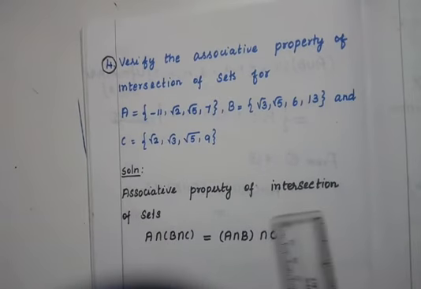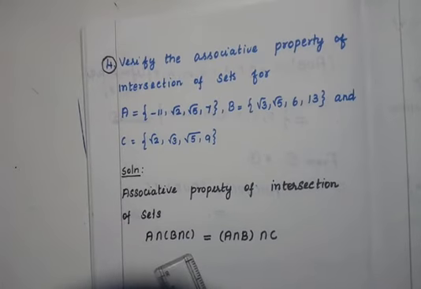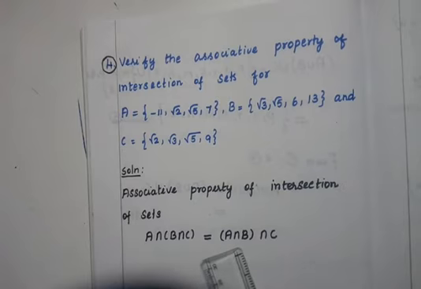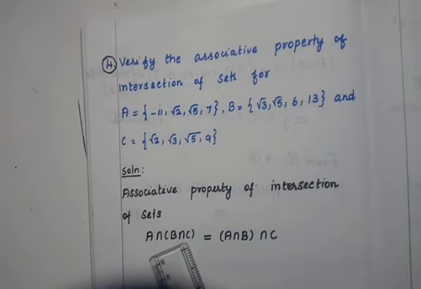What is the associative property of intersection of sets? That is, A intersection B intersection C equals (A intersection B) intersection C. So first we have to find out B intersection C.